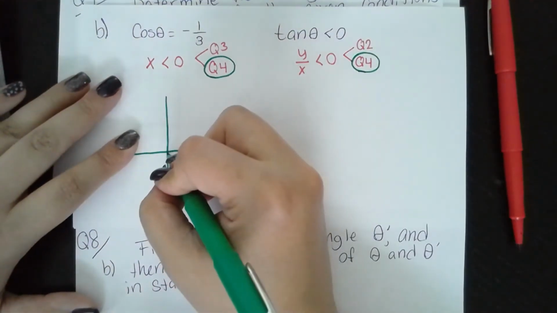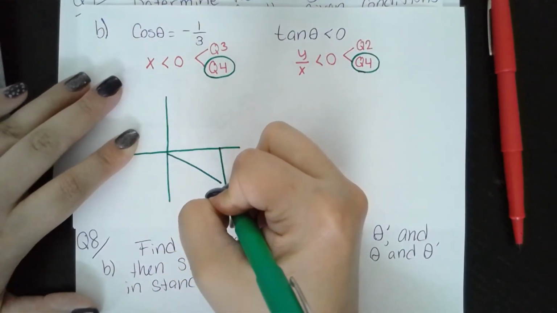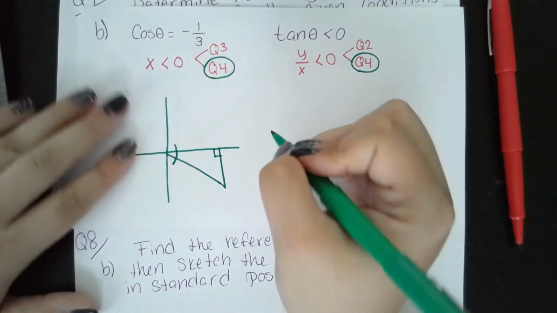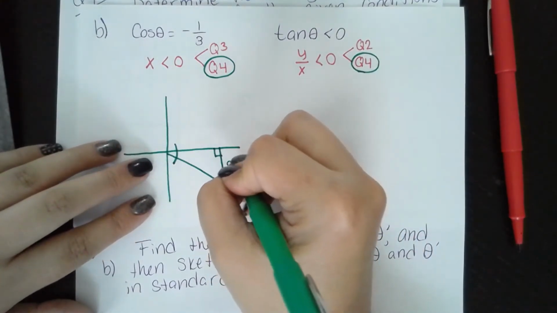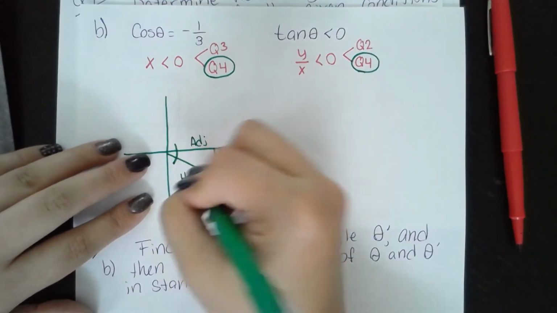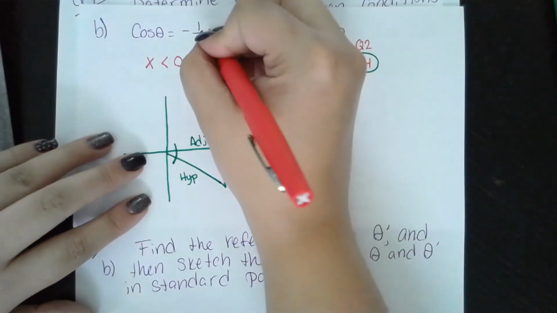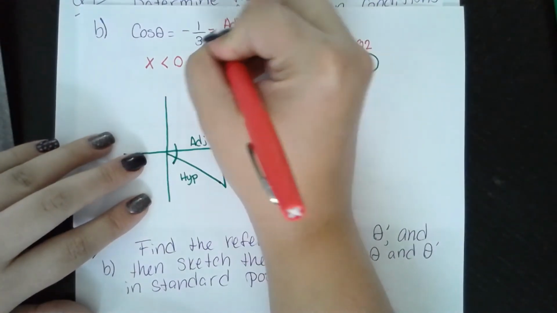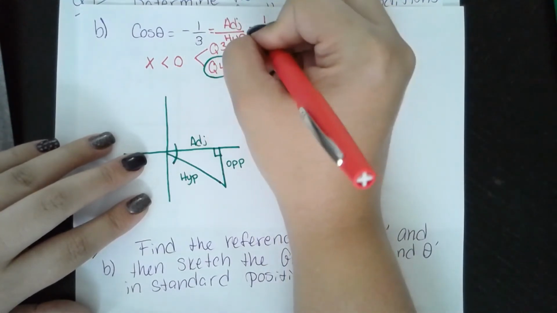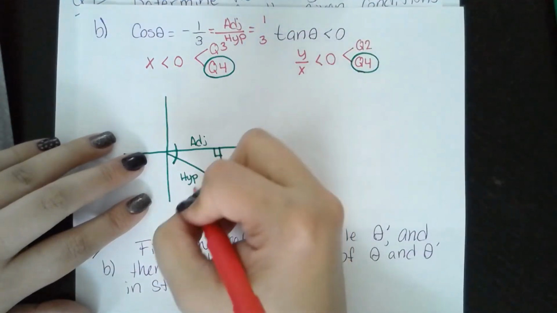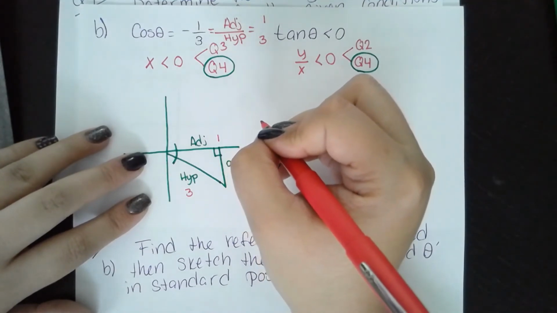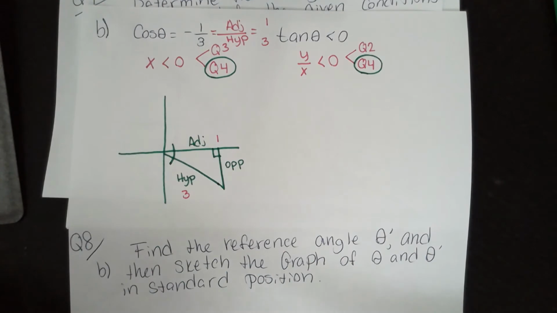So in quadrant 4, we have a triangle with a right angle. The reference angle is the angle in question. The opposite side would be here for this triangle, the adjacent side here, and the hypotenuse is here. Now when we're looking at cosine, we know cosine is the adjacent side over the hypotenuse. So the adjacent side is 1, the hypotenuse is 3. The hypotenuse is 3, the adjacent is 1. Something's wrong here. What did I do wrong?